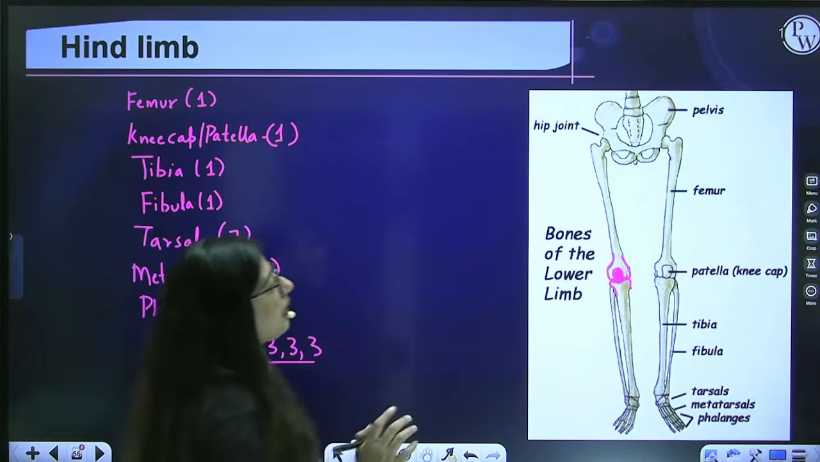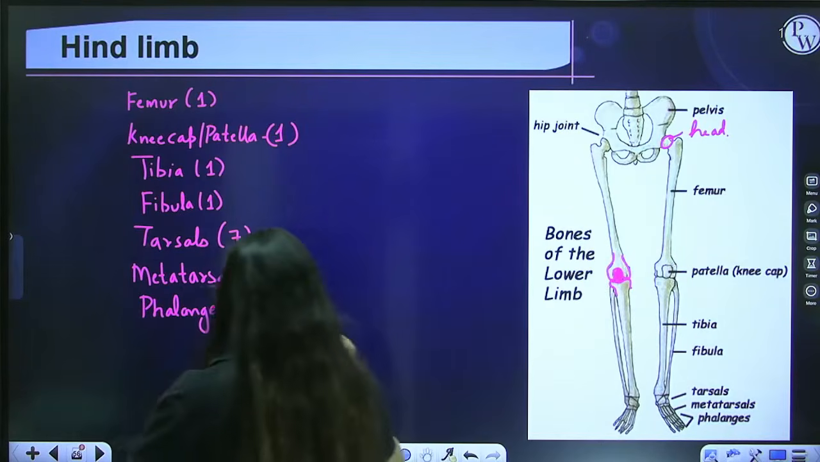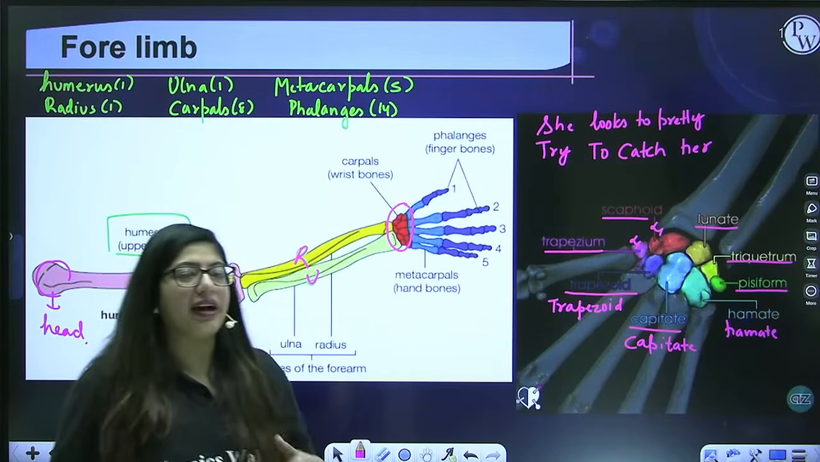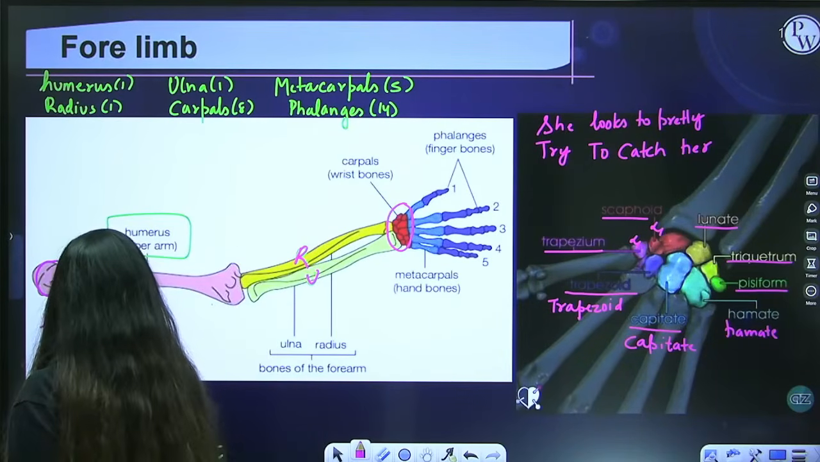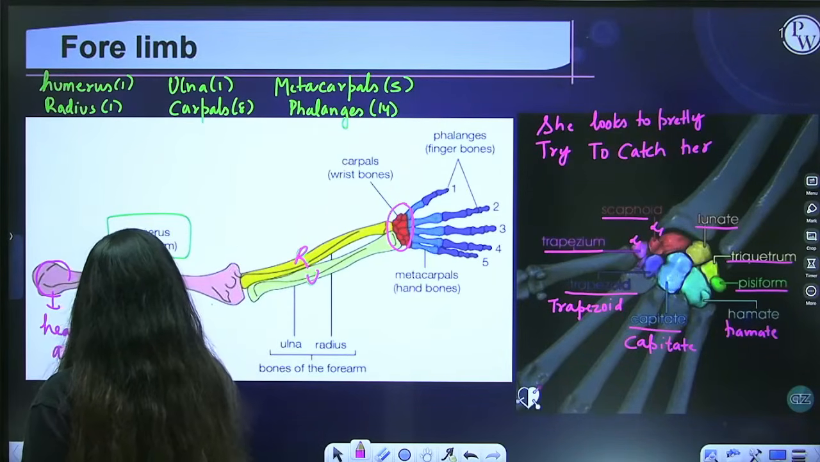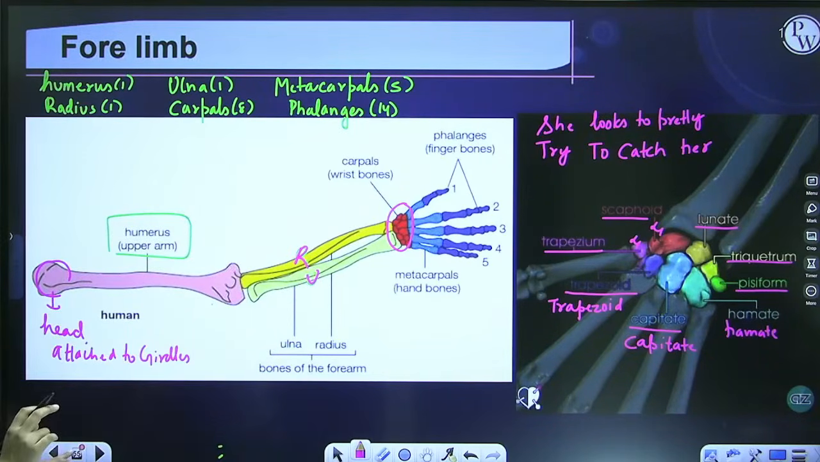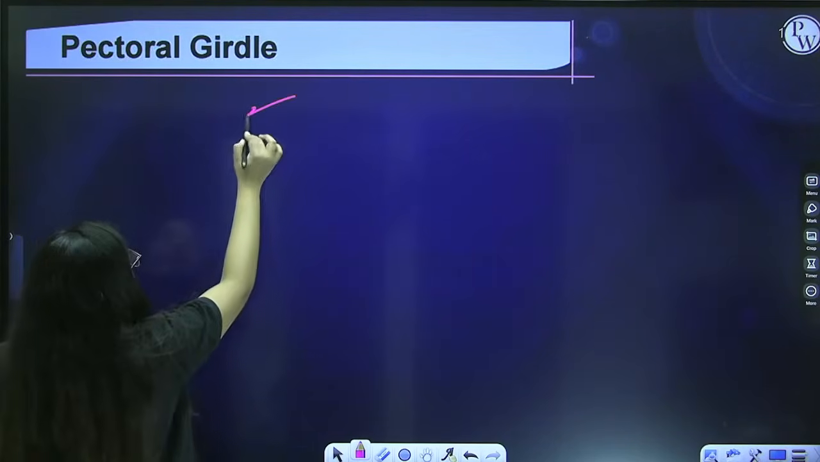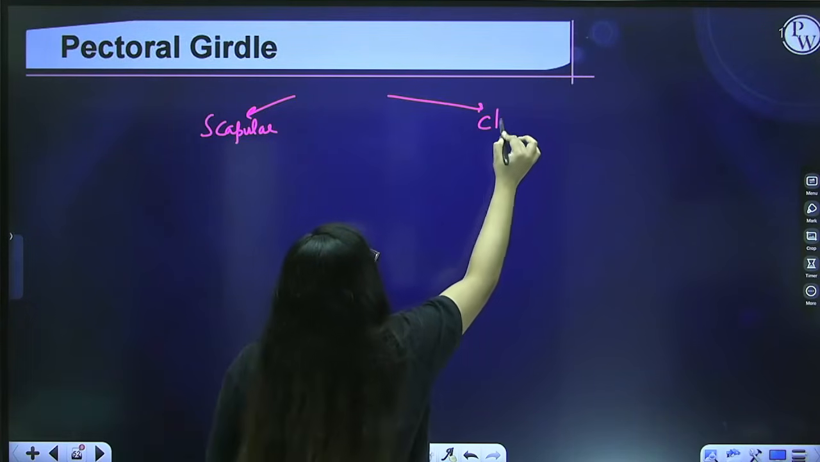Now, as you can see, femur have a head here. Just like that, humerus also have a head here. This portion of humerus is head. Alright. So, these heads are attached to the girdles. Because first we have studied about the forelimb, so we'll study the pectoral girdle first. Pectoral girdle have two bones. One is scapula and another are clavicles.